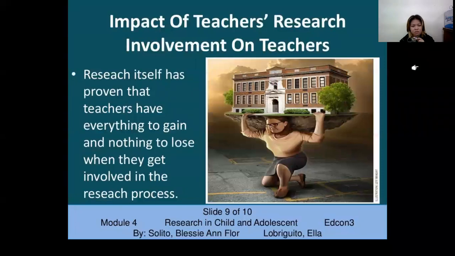Now, research itself has proven that teachers have everything to gain and nothing to lose when they get involved in the research process. It's very important for you to conduct research, formal man or informal, kasi nga it helps you identify what the problems are and what the solutions to these problems are. That's the impact of the teacher's research or the involvement of teachers in the field of research.